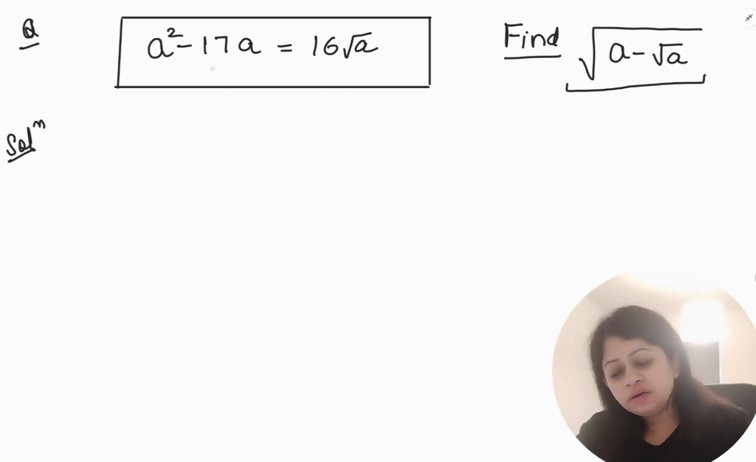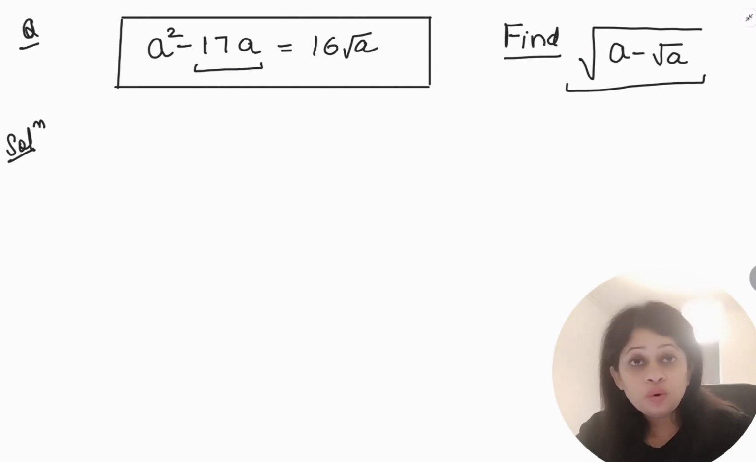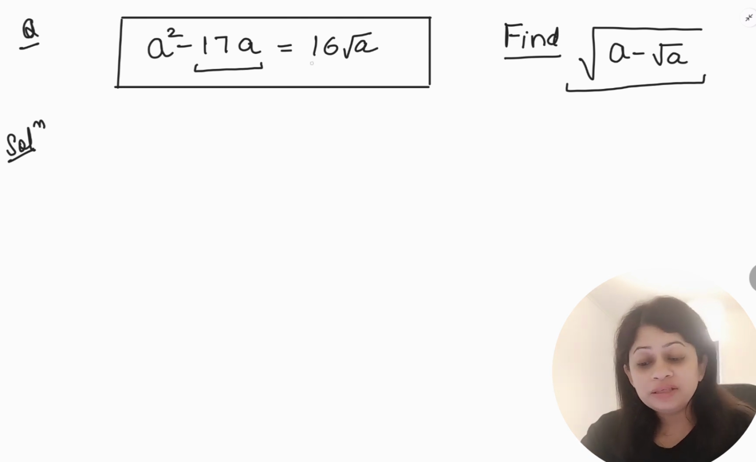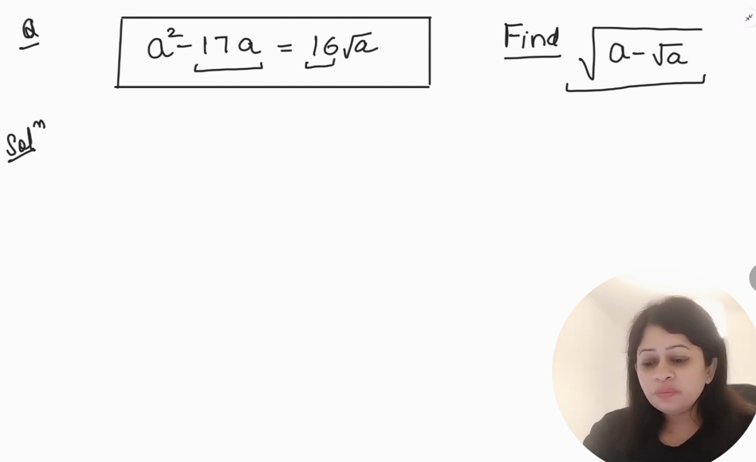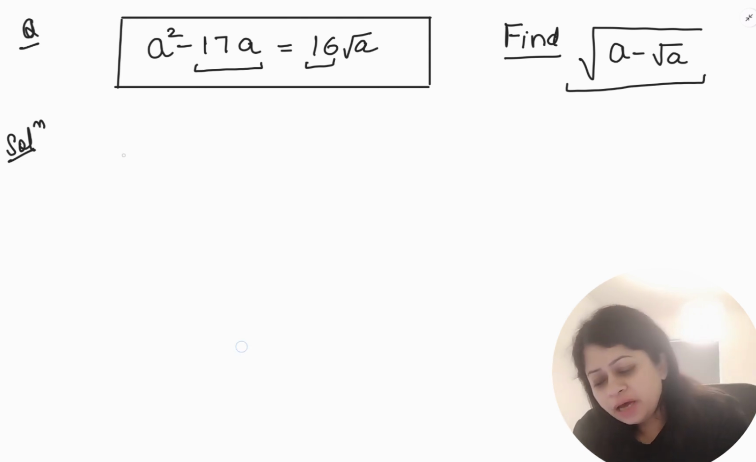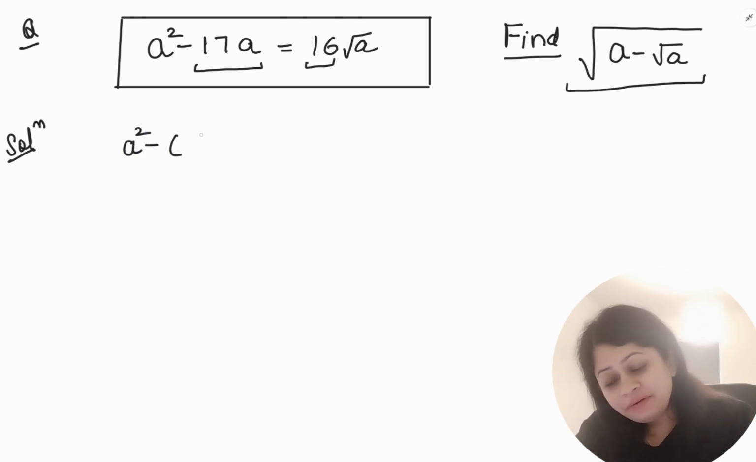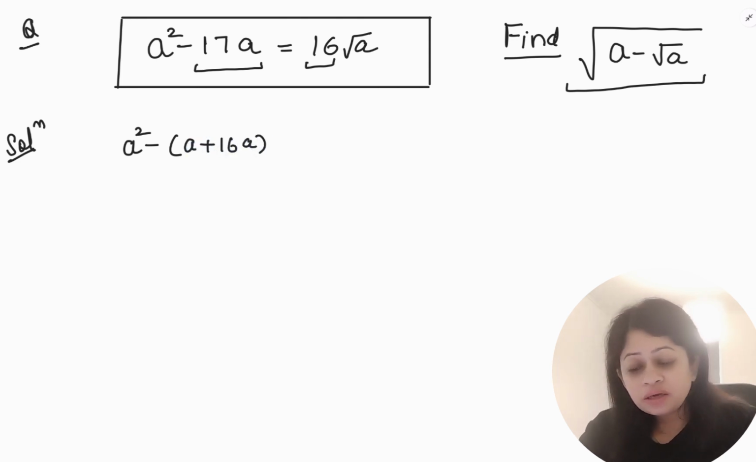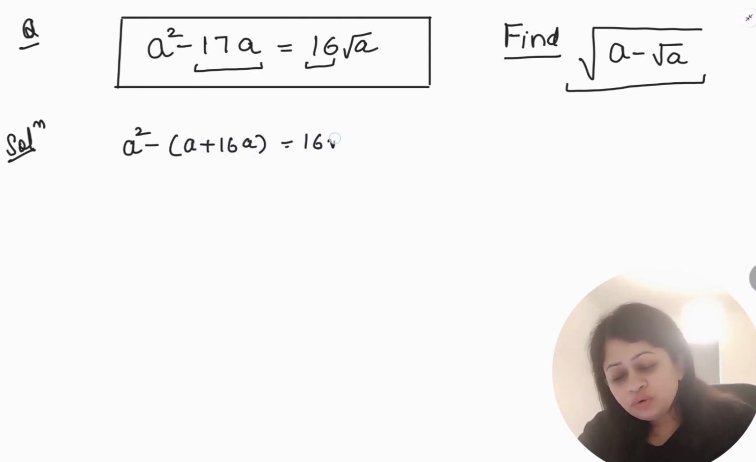If we look here, this is 17 and we know that 17 is 1 more than 16. So there must be some reason to give this, right? Now we'll try to break it, okay? So we have a square minus, I will write 17a as a plus 16a, right? So I can take this 16 to the right hand side, okay? Let's see what do we get.